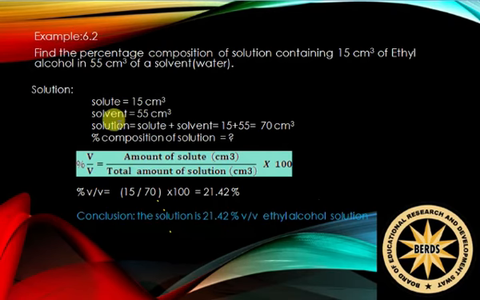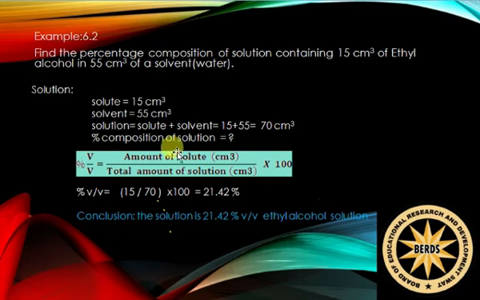So here we have the solution. The total solution is equal to solute plus solvent. So 15 centimeter cube of ethyl alcohol and 55 centimeter cube of water: 15 plus 55 makes 70 centimeter cube of total solution. Now find the percentage composition of the solution. How will you determine it?